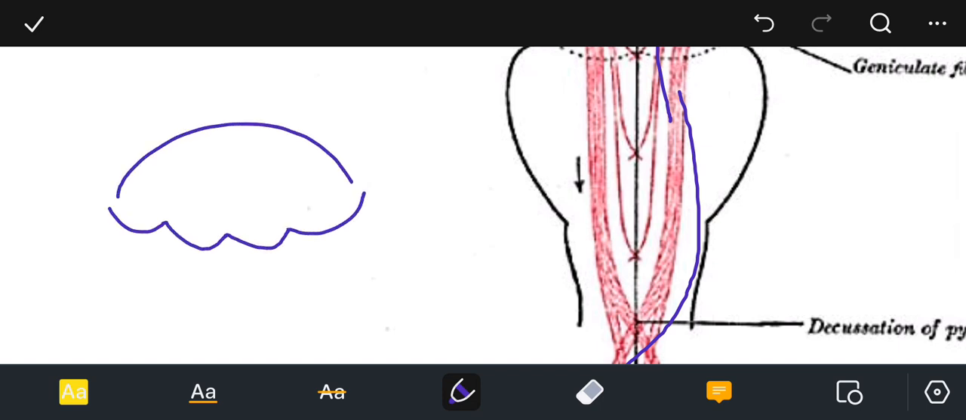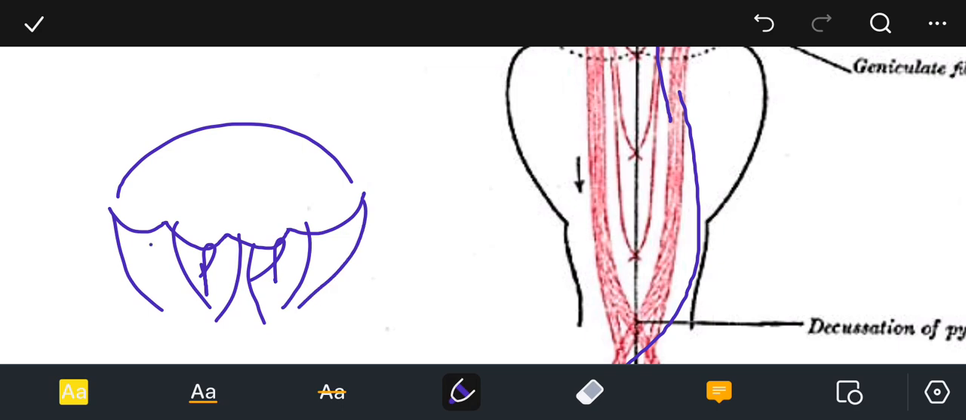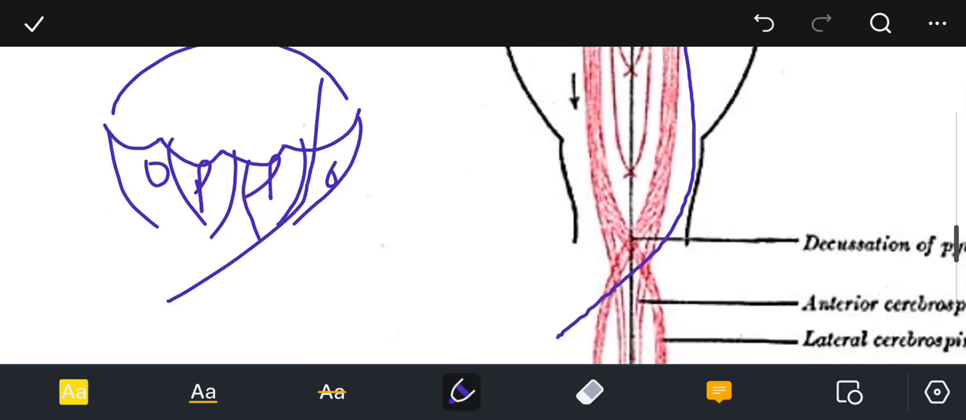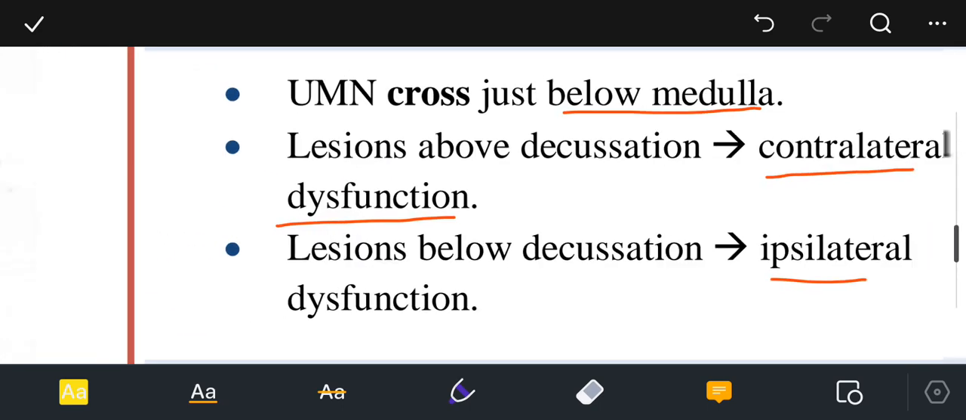So this is a cross section of the medulla oblongata. The central things are called pyramids, and the peripheral things are called olives. So just below the pyramids, we have the decussation of the corticospinal tract, like this and this. That is the reason why we call them pyramidal tracts.